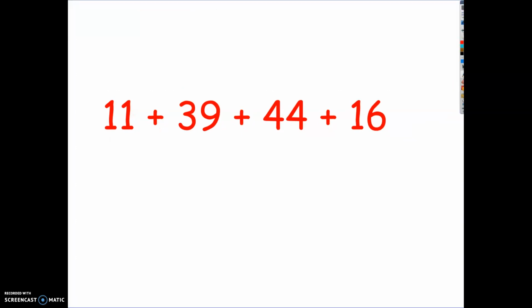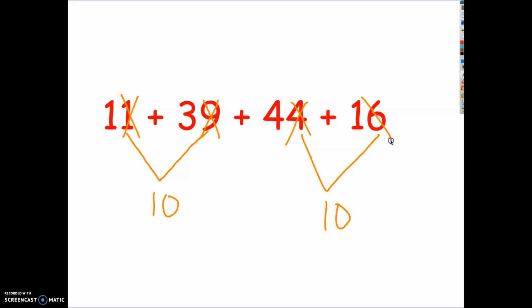Well, again, we know that 1 plus 9 is 10. And when I look at 44 plus 16, I know that 4 plus 6 is 10. Okay? So I'm done with those digits in the ones place because I could combine them to make 10s. And together they make 20.